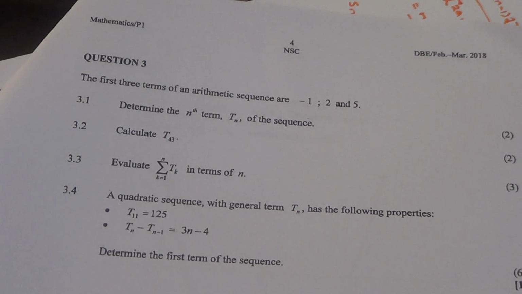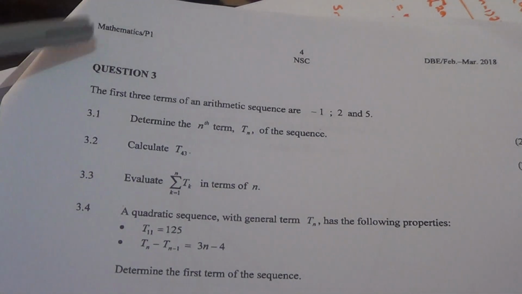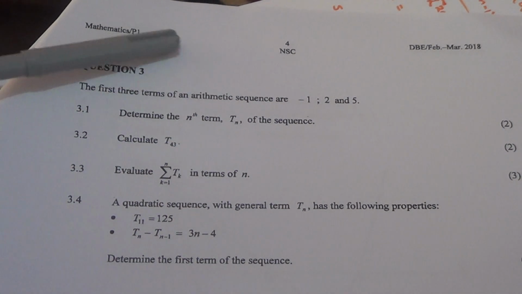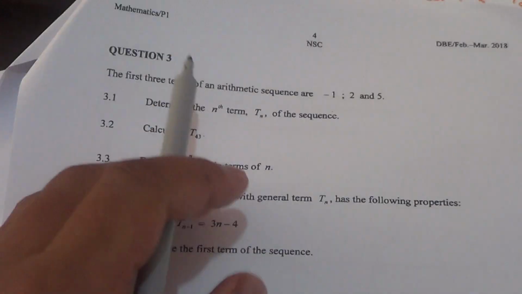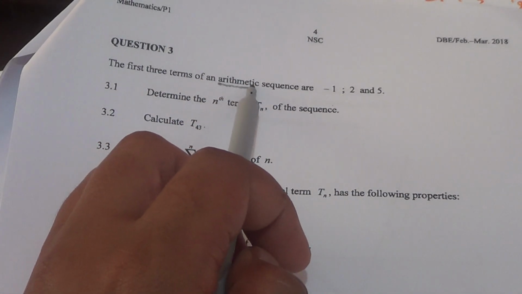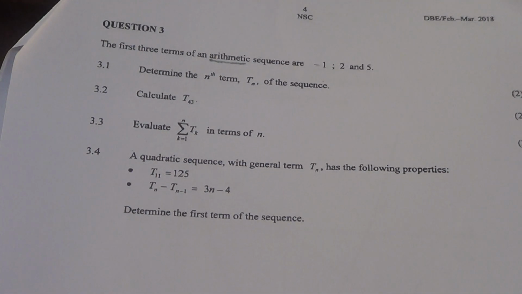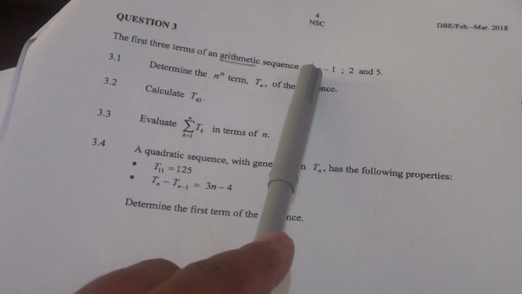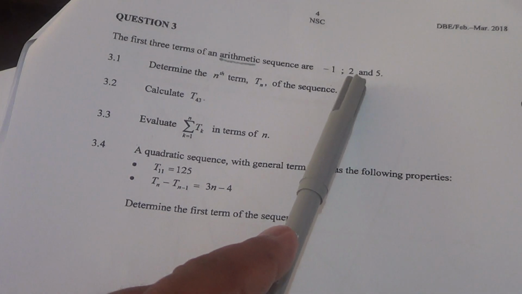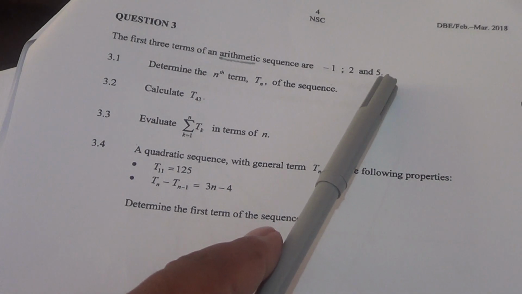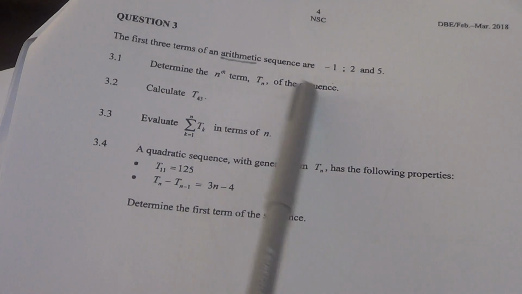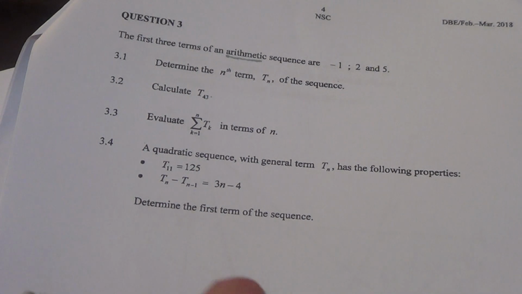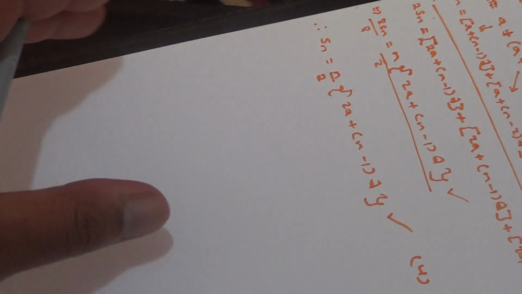Question 3 says the first 3 terms of an arithmetic sequence. Now this one is an AS, okay? Once you are told AS, you know you're talking a common difference. Alright, so we have term 1 is minus 1, term 2 is 2, term 3 is 5, okay? Now it says determine the nth term Tn of the sequence. Again, the general formula. So this is easy, so you should be finding it too easy.